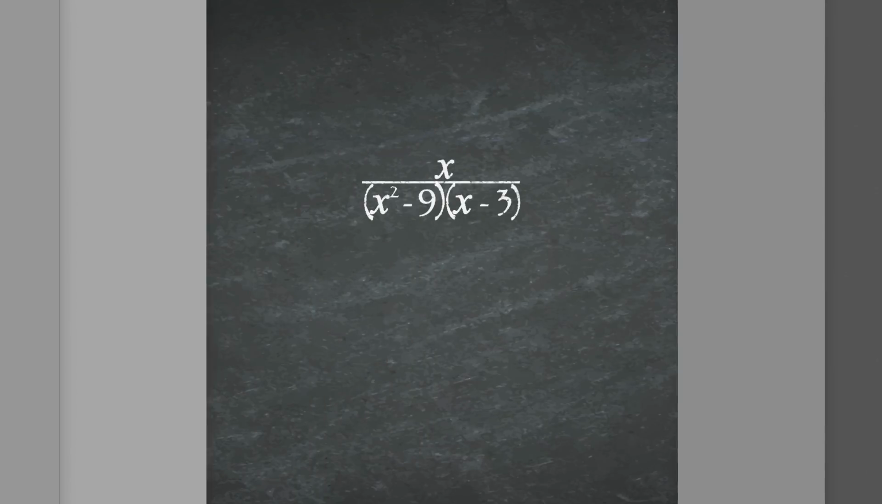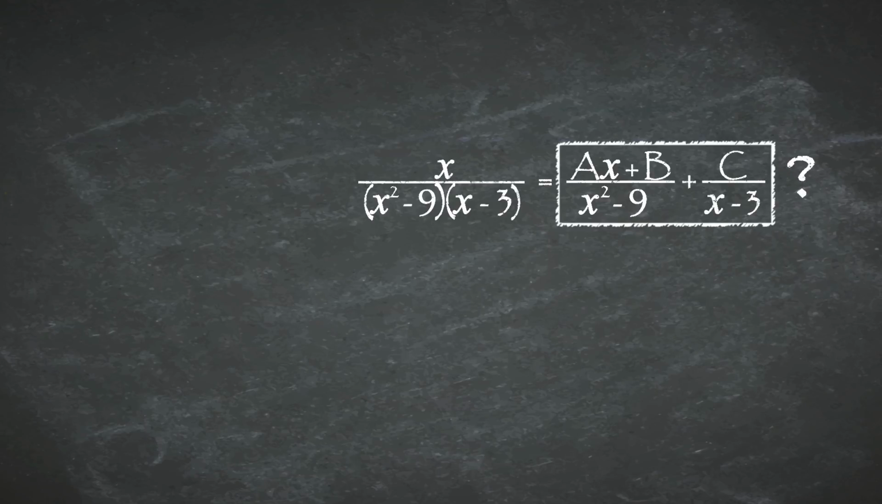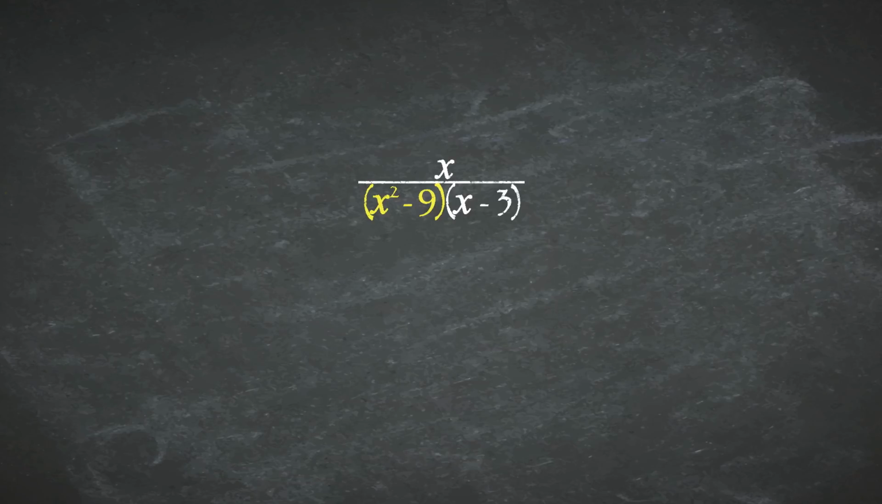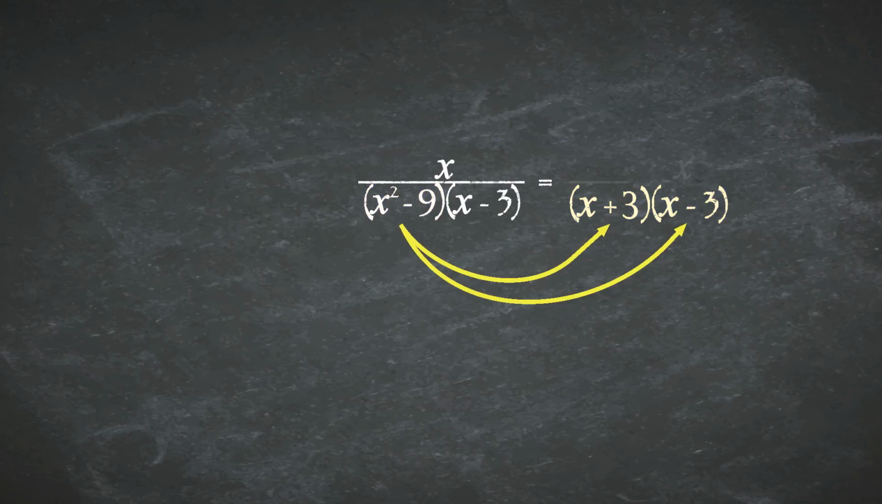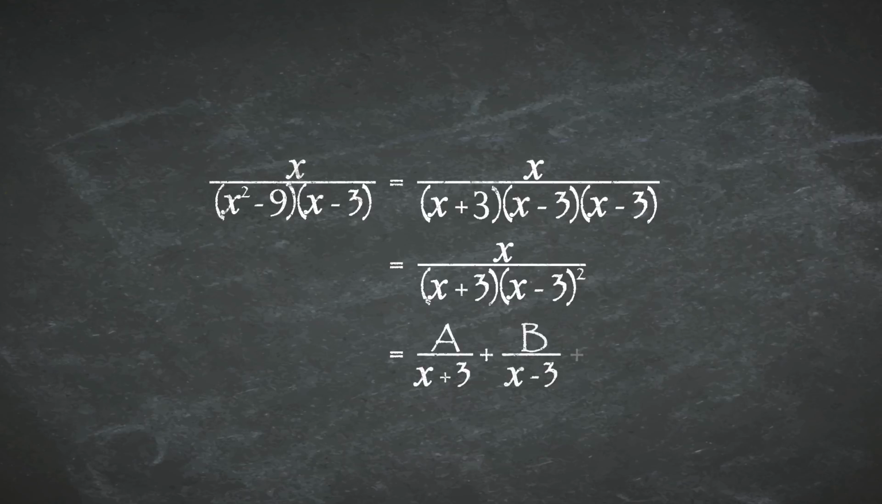Let's look at one last example. Here, the denominator has a quadratic factor x squared minus 9 and a linear factor x minus 3. Does this mean that its partial fractions will be of this form? Note that x squared minus 9 can be factorized like this, so the fraction looks like this. In fact, there is a repeated linear factor, so its partial fractions should be of this form.